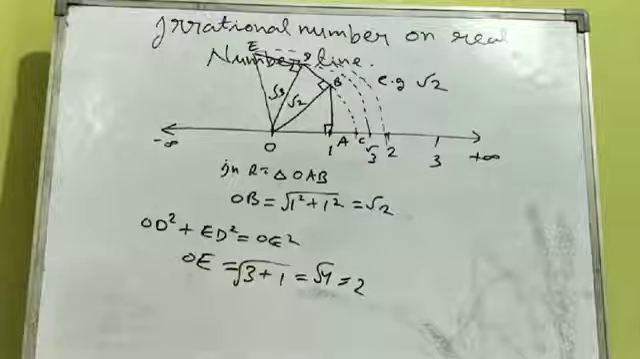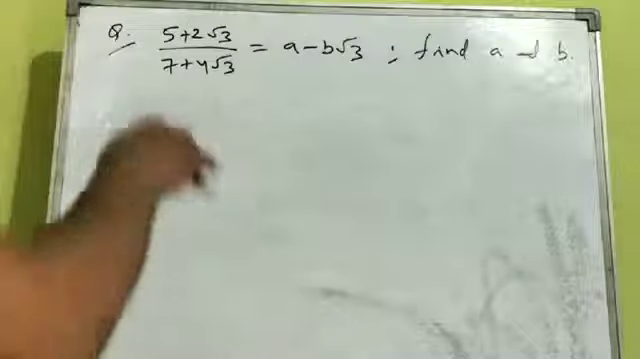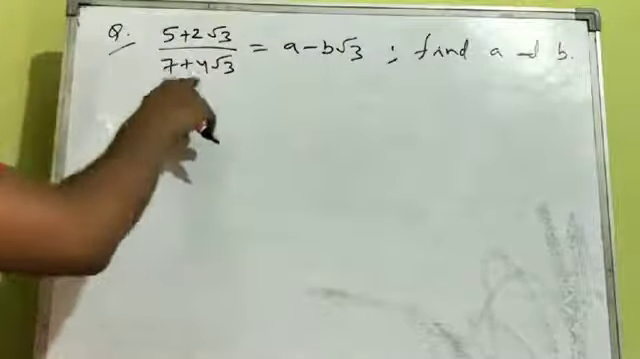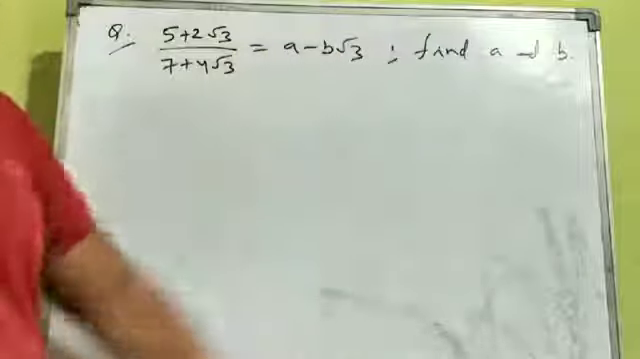Got it everyone? Now we have to solve some problems based on the rationalization of irrational numbers. Okay, so this is a question: (5 plus 2 root 3) upon (7 plus 4 root 3) equals A minus B root 3, and we have to find the values of A and B.